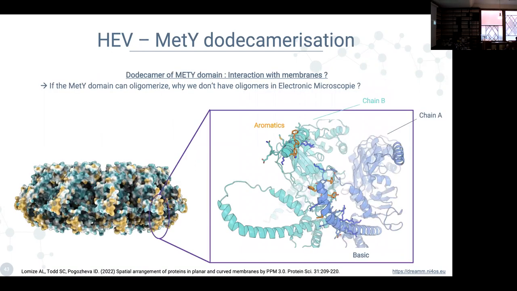Okay. And last thing, of course, maybe someone will ask me why we do not see oligomers in electron microscopy. This is a question that I had as well. When we look at this dodecamer, we can see that the interface that binds to the membrane is part of a dimer itself. So if you have one chain in blue, one chain in less blue on the screen, on each chain you have aromatics and positively charged residues, mostly lysines.